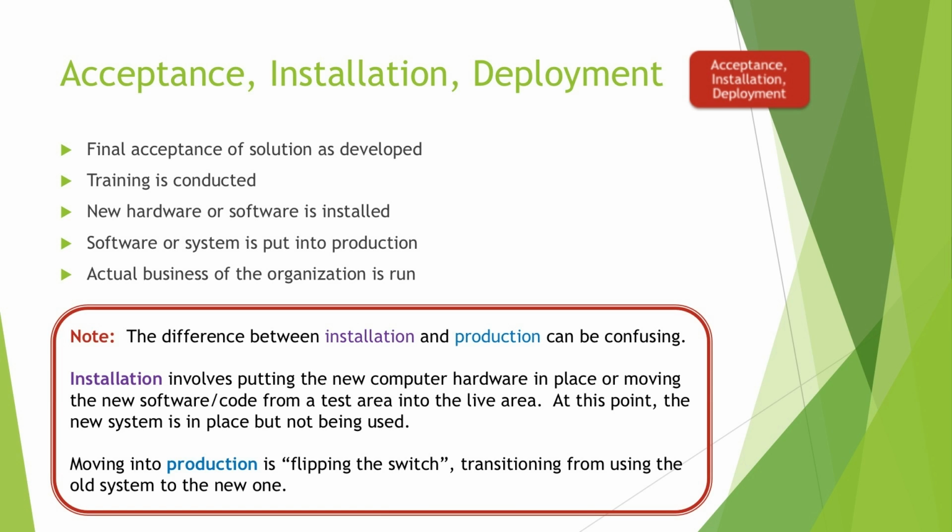Then the software or system can be put into production. And then following that, the actual business of the organization begins to run. So it can be a bit confusing, the difference between installation and production, or installation and deployment. Production and deployment are used interchangeably, but installation involves putting the new hardware in place or moving the software code from a test area. So when you install something, the system is in place, but it's not yet being used.